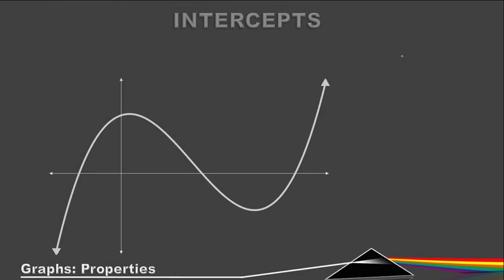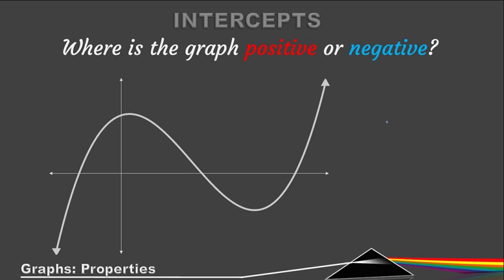Now, where do we use intercepts? We know now how to find intercepts. Where would we want to use it? We use it to see where the graph is positive or negative. Because if I find my x-intercepts, the graph will become positive or negative when it crosses one of my intercepts. So if you look at this graph, for example, the red area is where the graph is positive, meaning where does the graph lie above the x-axis.